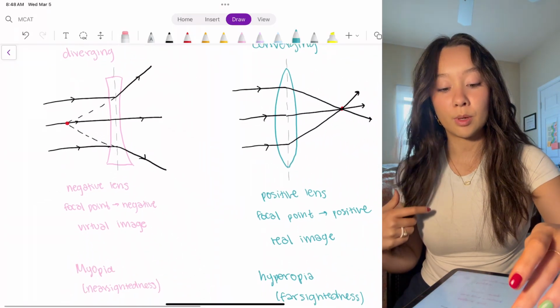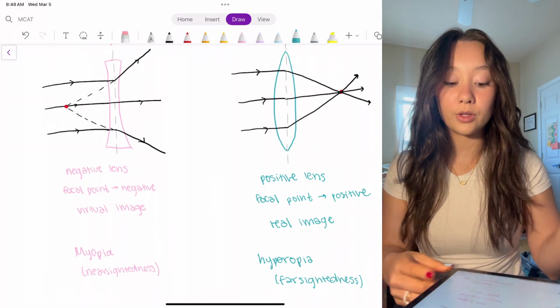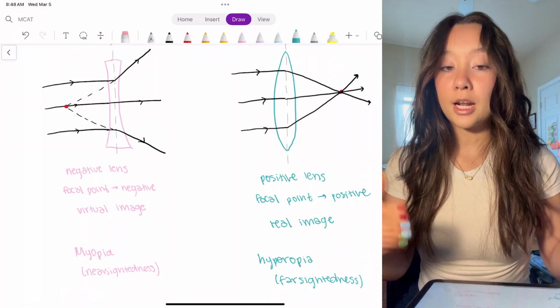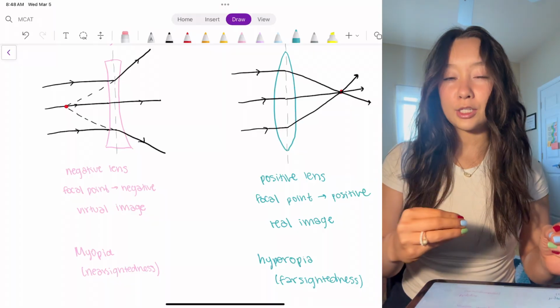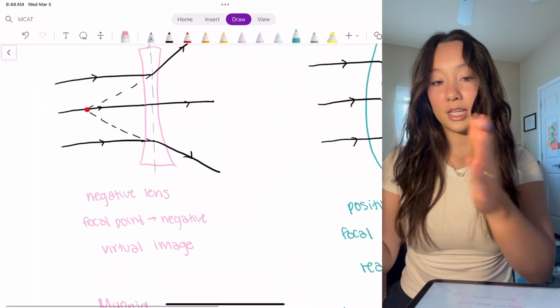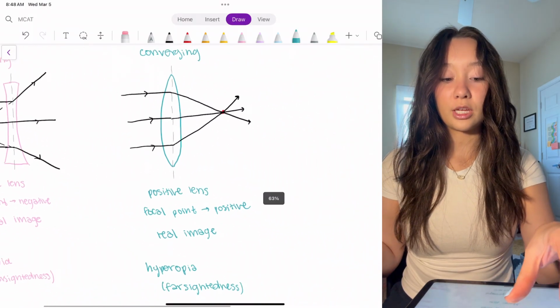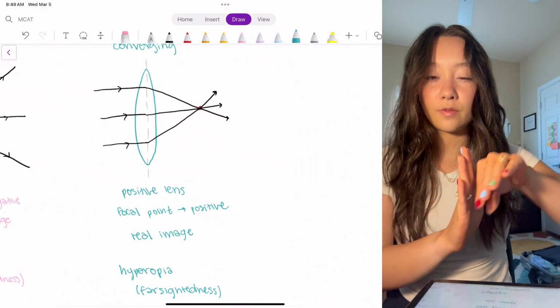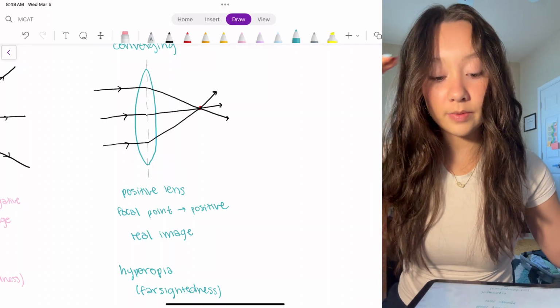And then also just to remember that this is a type of lens that we use in glasses to treat nearsightedness. And I remember this by thinking nearsightedness, the lights converge near to you. So nearsightedness, where converging, farsightedness, the lights converge far from you. That's a way of thinking of it.